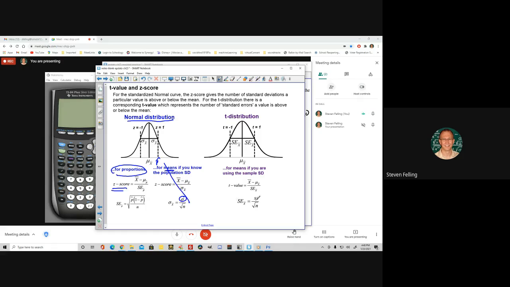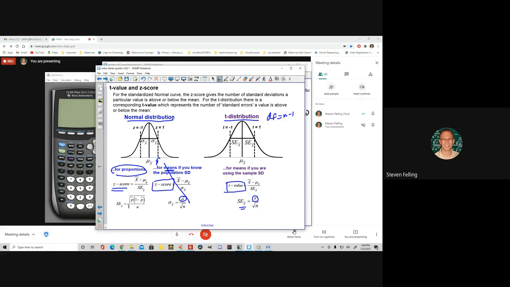Instead, we don't know that. We have to use the sample standard deviation to calculate the standard deviation of the sampling distribution model, and therefore we use a t-distribution with some degrees of freedom, which is one less than the sample size. And then the thing that corresponds to a z-score is called a t-value. If you take the mean, subtract the mean of the means, and divide by the standard deviation computed with the sample, that represents the number of standard deviations away you are from the middle, just like a z-score. But it's called a t-score, or our book calls it a t-value.